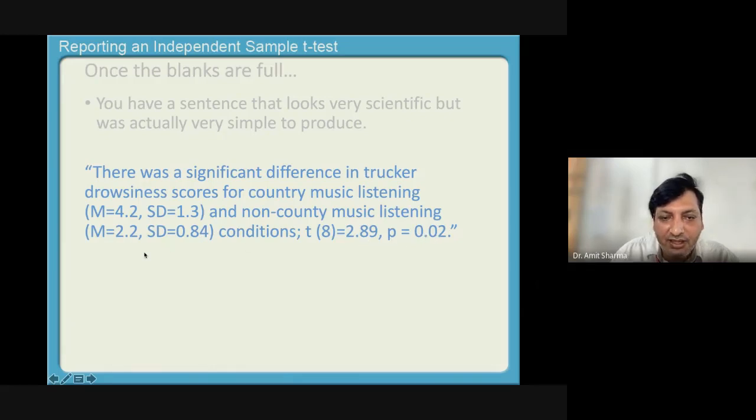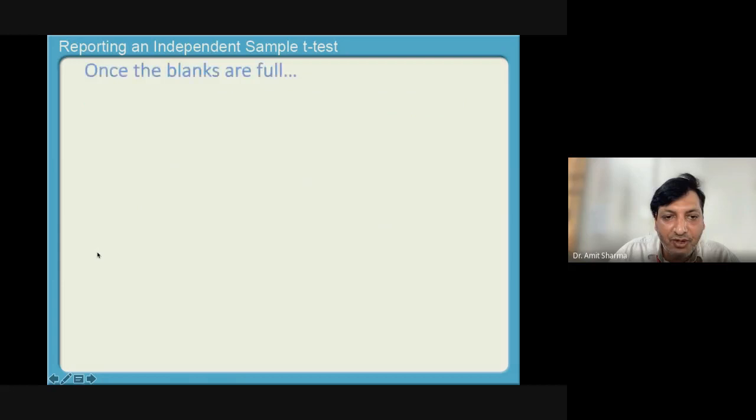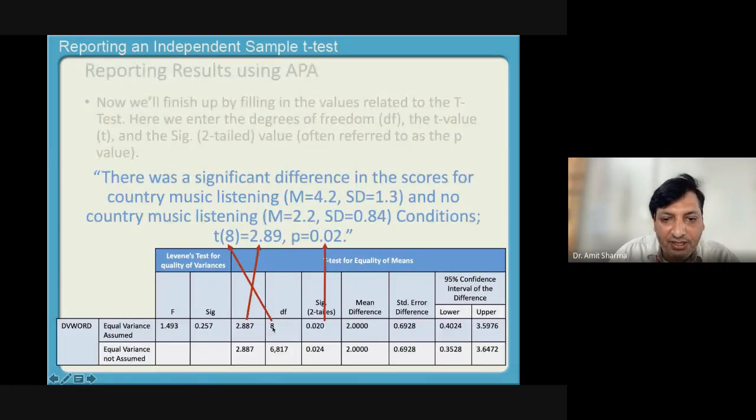What is the thing which is missing here? The mean difference. Mean difference was not discussed. So the mean difference, whatever you have got in the previous slide, this is the mean difference value, the 2.8, sorry, yeah, 2.8.